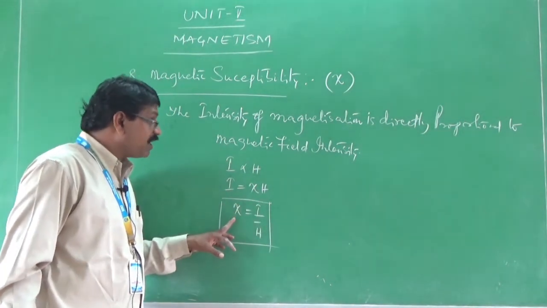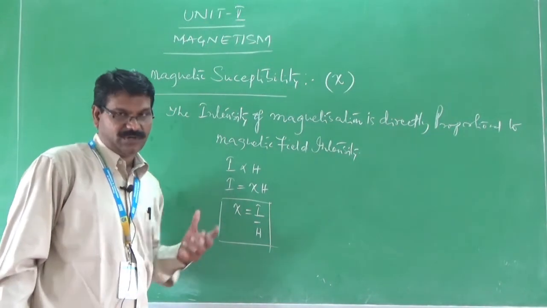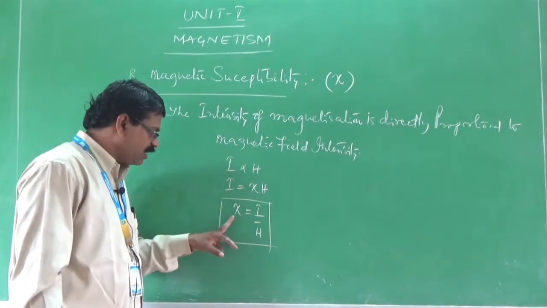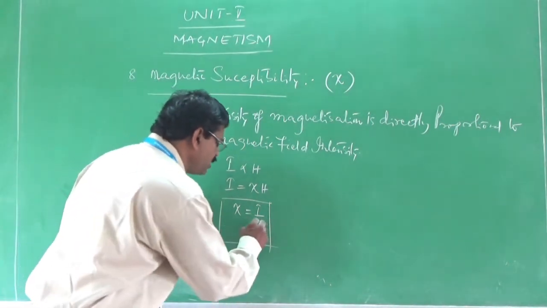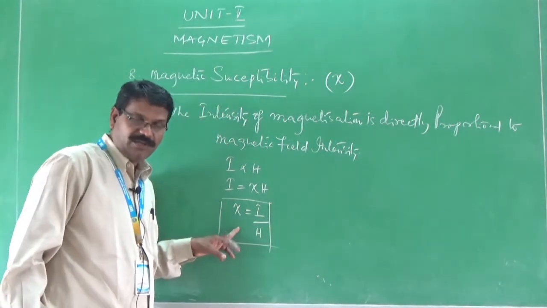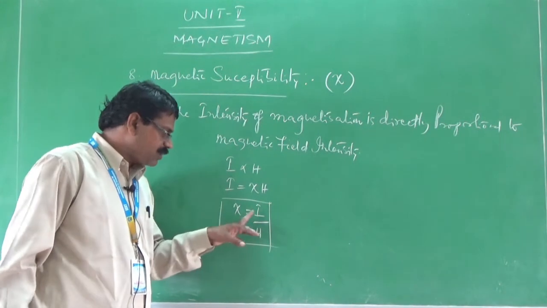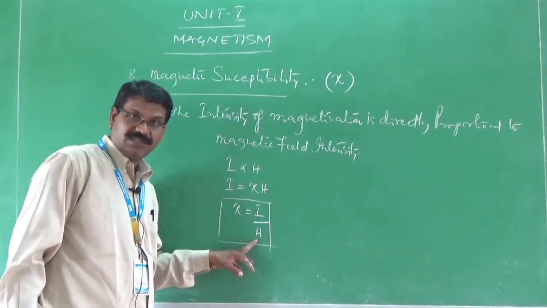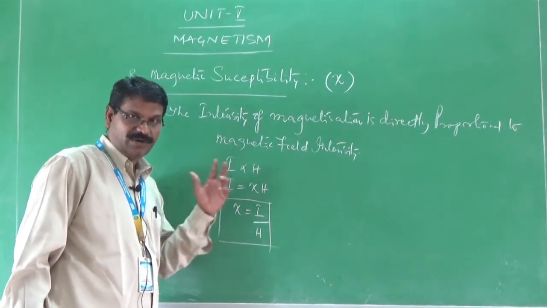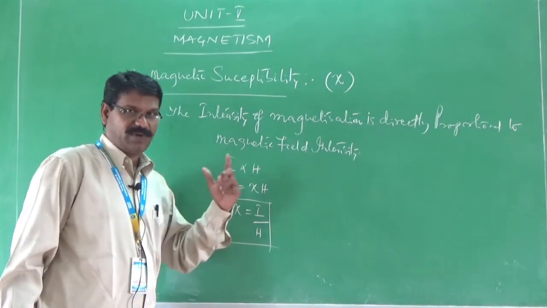Strictly speaking, magnetic susceptibility is a dimensionless quantity. It doesn't have any units because psi is equal to I by H, because it's a ratio between two parameters. The first parameter is intensity of magnetization and the second one is magnetic field intensity. Now we are going to enter into the relative magnetic permeability.